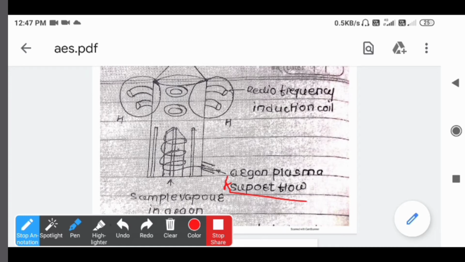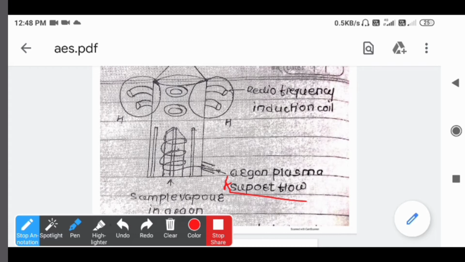Once that plasma is generated, it can be used for the estimation of our samples. Generally we use the argon gas. Most of the plasma sources use simple sample introduction. Because argon gas is involved, we also need to maintain the pressure of the argon gas. So sample vapor introduction is also simple in this ICP technique.